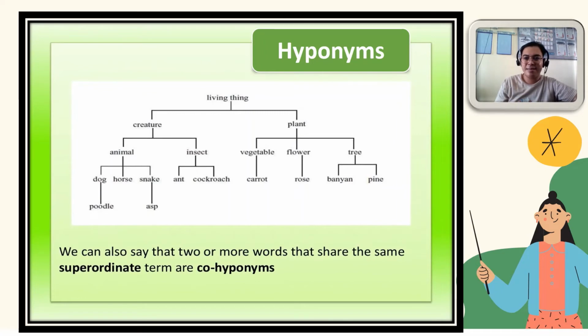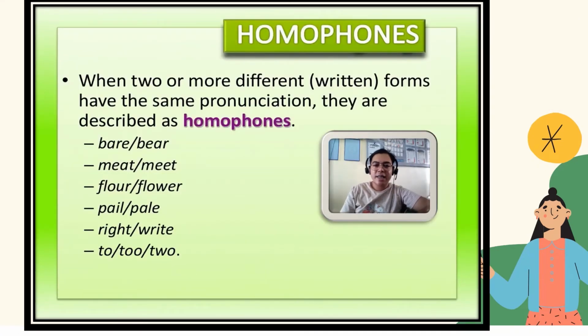Alright, so this time, let's proceed to another type of lexical relations, which is the homophones. Now, homophones: when two or more different written forms have the same pronunciation, they are described as homophones. Like bear, bare; meat, meet; flower, flour; pale, pail; right, write; to, too, two. So these are examples of homophones.